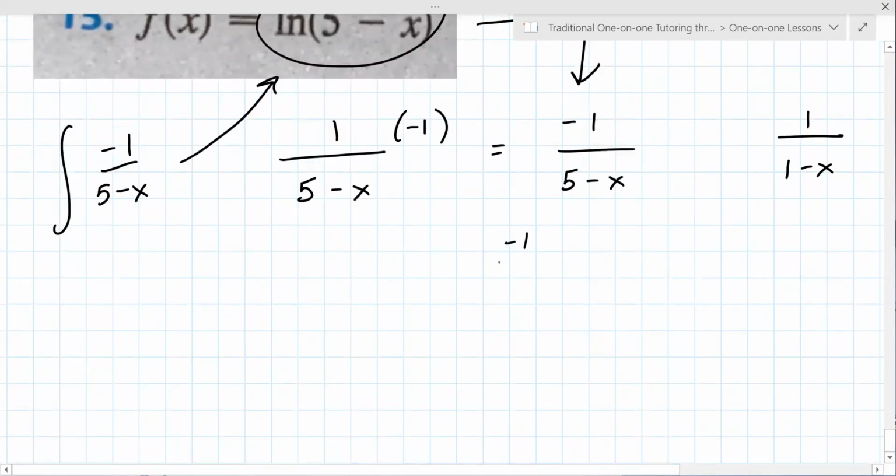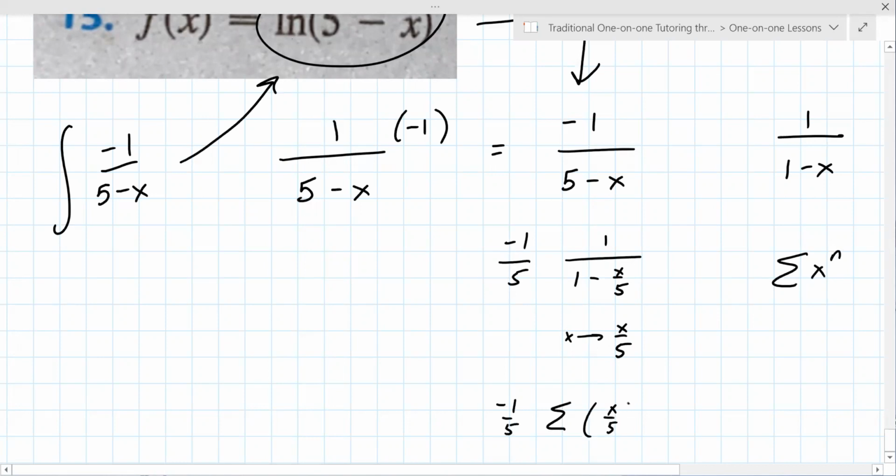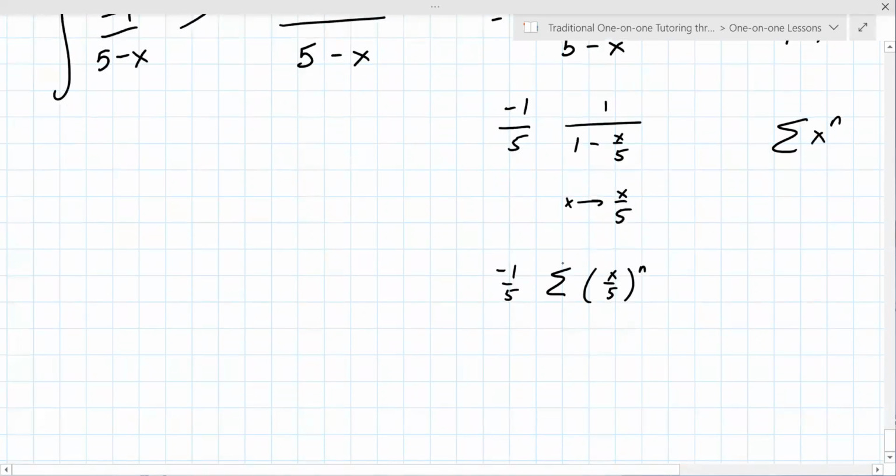This is minus 1/5 times 1 over 1 minus x over 5. So x goes to x over 5, which just changes our interval of convergence. And because we know this is sigma x to the n, we have to modify here. This is minus 1/5 sigma x over 5 to the n. Okay, and then you want to integrate this thing right here.